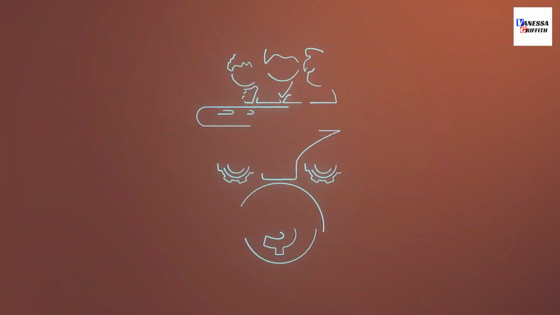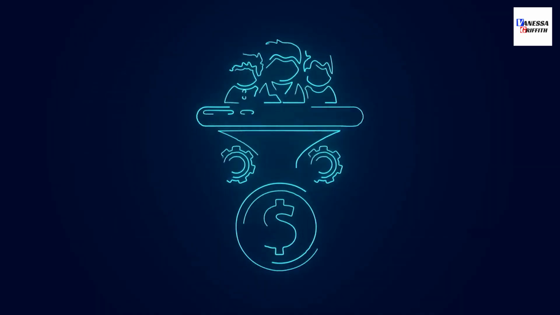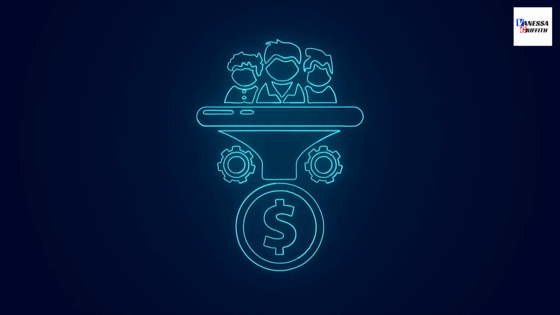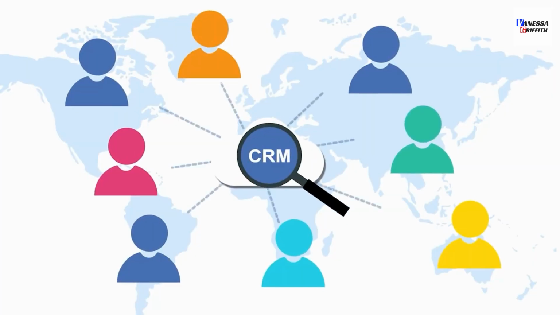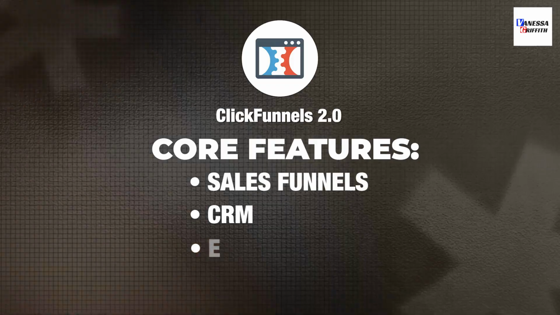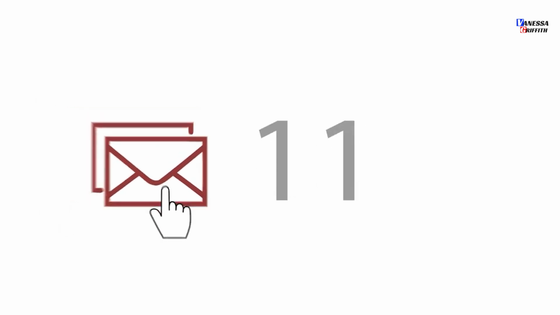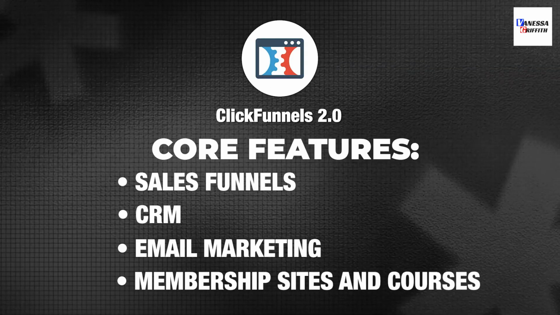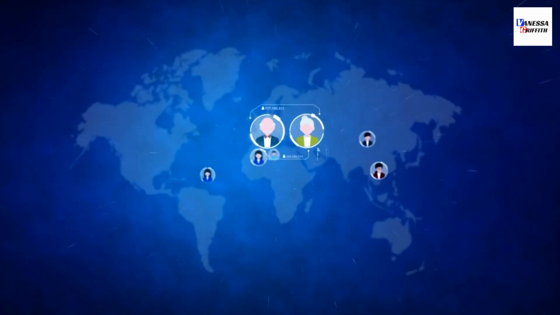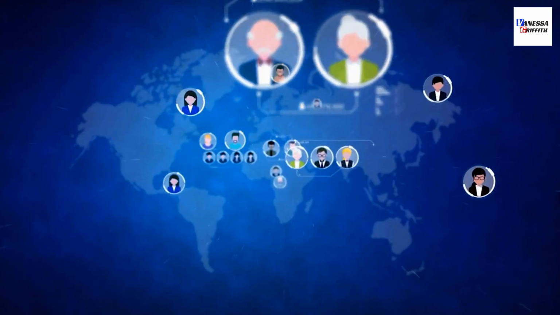Sales funnels. You can easily create high-converting sales funnels, even if you're not a tech wizard. CRM. You can organize your contacts, segment your audience, and keep track of your leads with a simple but effective CRM. Email marketing. It's not as advanced as dedicated email platforms, but you can send out basic automated emails to stay in touch with your leads and customers. Membership sites and courses. You can quickly build membership areas or courses for customers to access, all within your funnel flow.